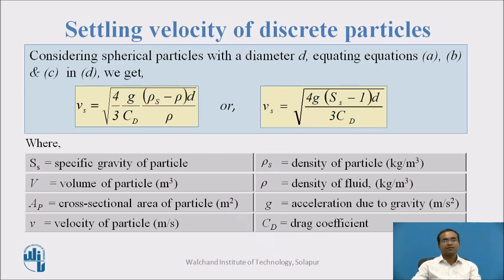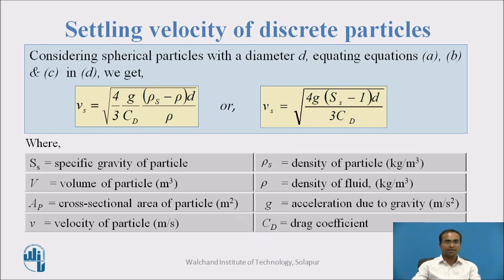Okay, then we say Vs is equal to the root of 4g (s − 1) d divided by 3Cd, where s is the specific gravity of particles, d is the diameter of the particle, and Cd is the coefficient of drag. Now all the parameters must be put in a very standard format. V, the volume of the particle, must be calculated in meter cube.